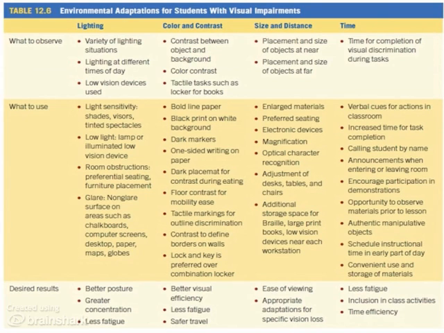Again, this gives you some things to think about as a teacher with students who have visual impairments, everything from lighting to the color and contrast of the information that you're giving the student, size and distance of the print, as well as where they are in relationship to the print, and time to complete tasks, particularly when you are giving them a lot of visual information.